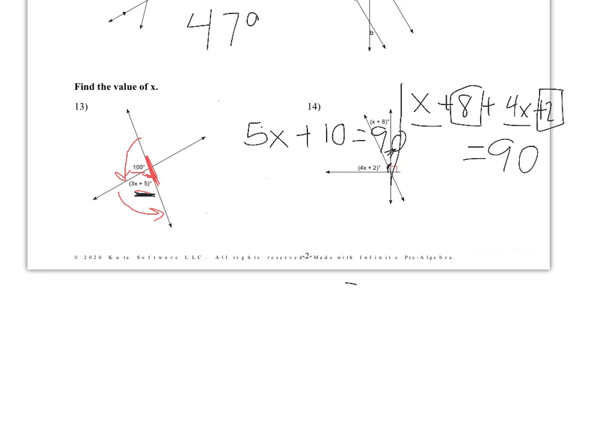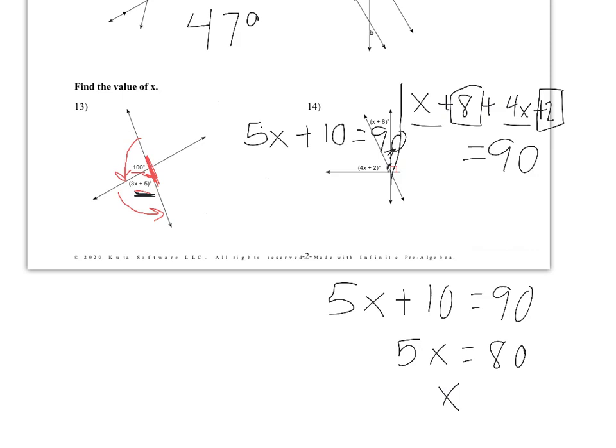Okay, so we've got 5x plus 10 equals 90. Subtracting 10, I get 5x equals 80. And then dividing by 5, x is equal to 16.